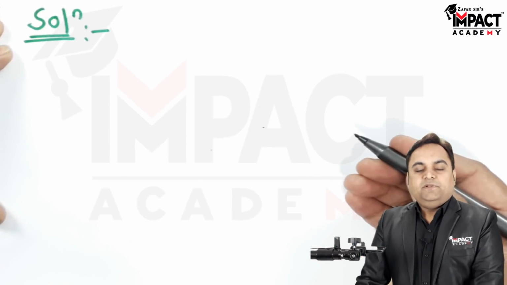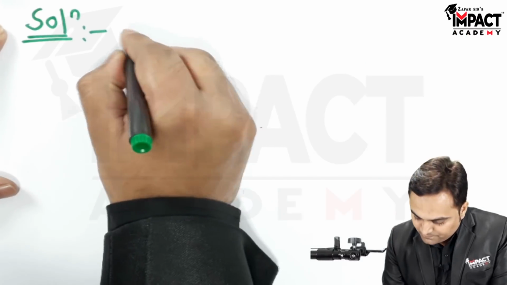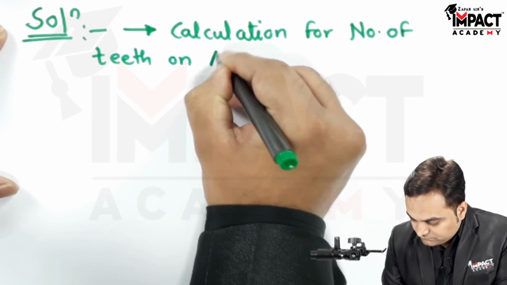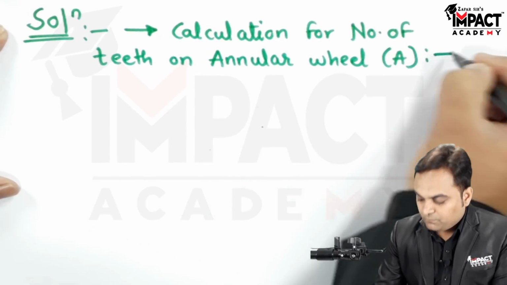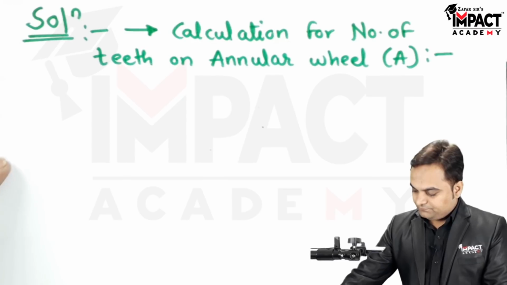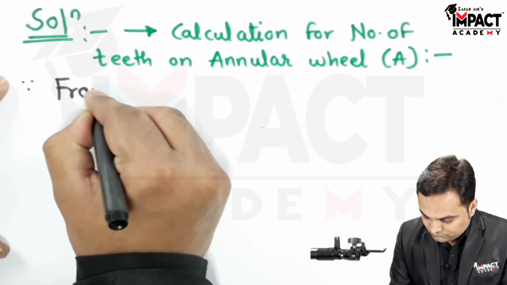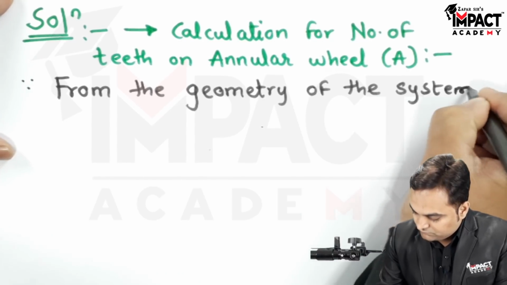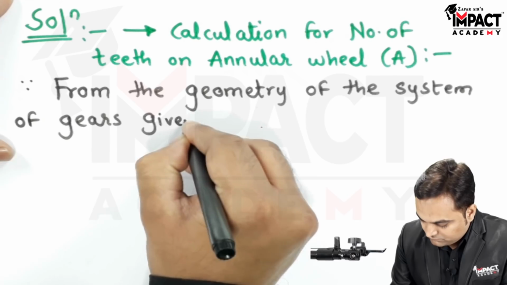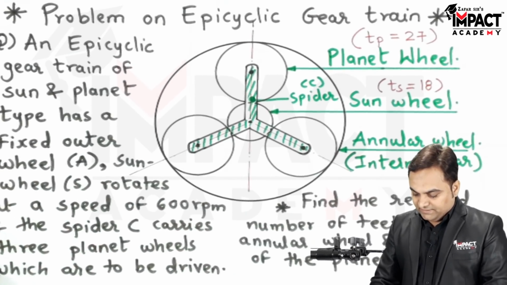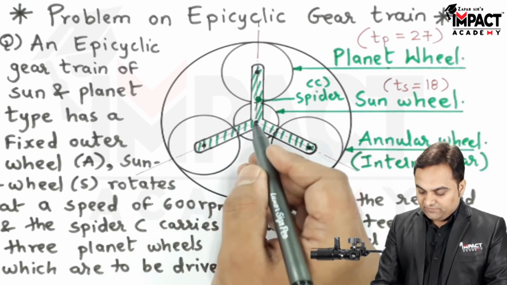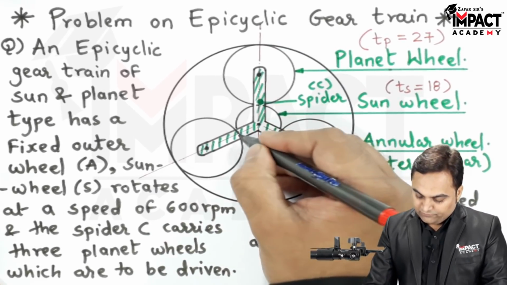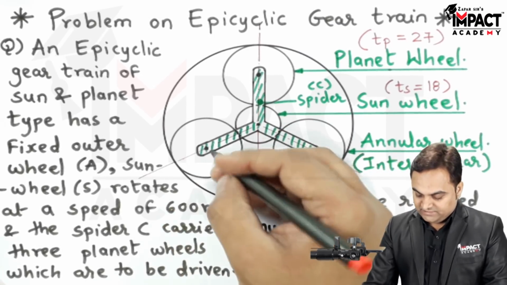Into the solution part, first I would be explaining how to get the number of teeth on the annular wheel. For that, I would be using the geometry of the given figure. So from the geometry, I can say that starting from this center up to this end, here we have the radius of the annular wheel or the bigger wheel. Now that radius is made up of the radius of this sun wheel plus the diameter of the planet wheel. I'll explain it in this way.